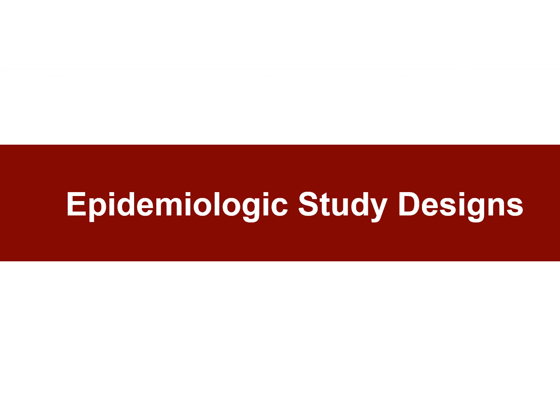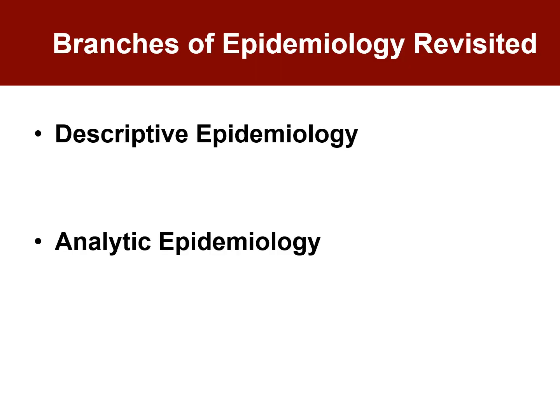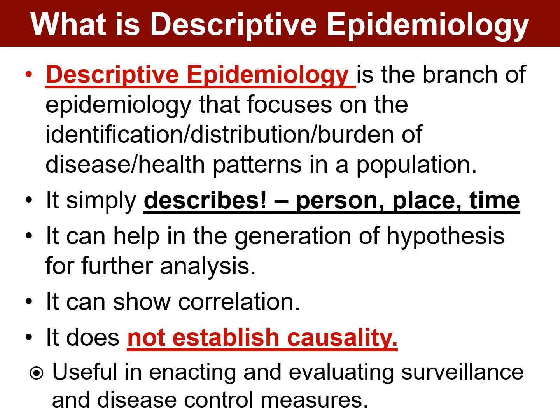So for the epidemiologic study designs, I'm going to address this from the point of view of the branches of epidemiology. Remember, I stated that there are two main branches of epidemiology, which would be descriptive and analytic epidemiology. Descriptive epidemiology is really the branch that focuses on describing based on person, place, and time, right? You performed an exercise on that, both on the discussion board and in your homework assignment. So remember that.